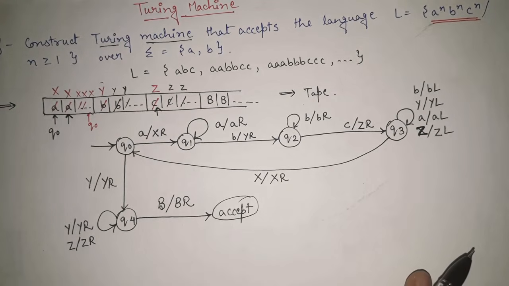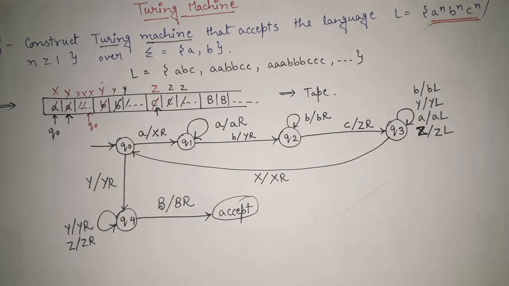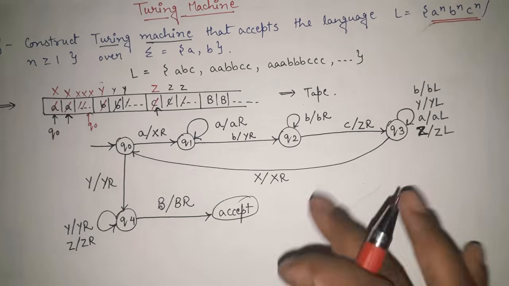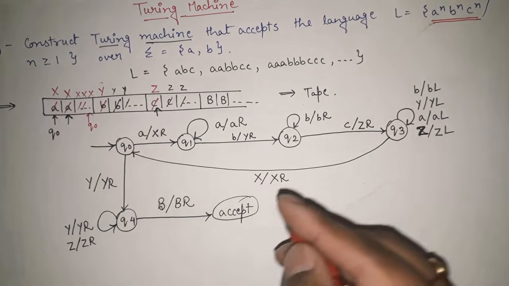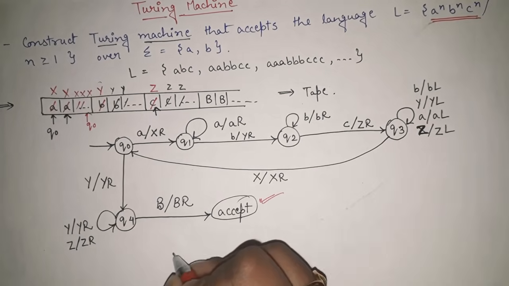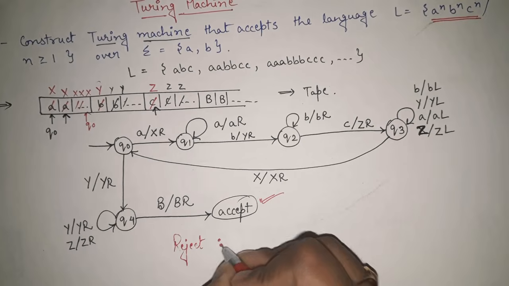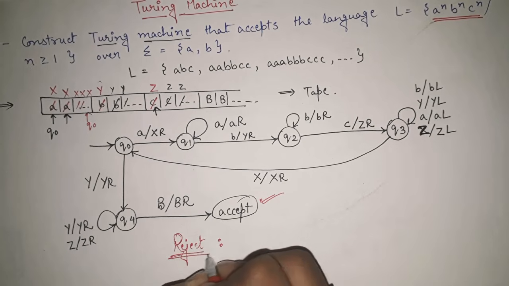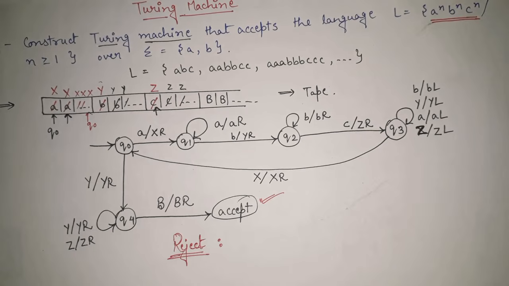So this is the whole Turing machine that is constructed for A raised to n, B raised to n, C raised to n. Fine. Okay. Apart from that, quickly let me show you rejection states. Which are the states which can cause you rejection? This is the acceptance state, in which case we will accept the string. Now, which are the cases in which our Turing machine will reject? These are the cases in which, if such cases occur, our Turing machine will reject them.